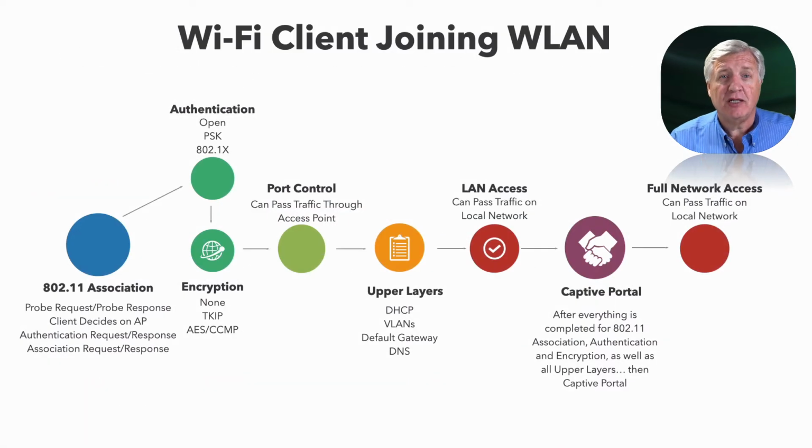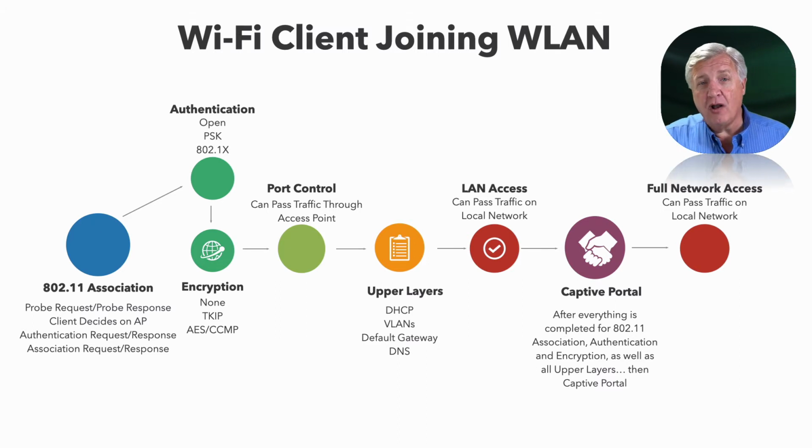Another thing that happens in your PHY is how does a client join? There's an entire process of how a client goes through association: probe request, probe response, authentication request, authentication response, association request, association response. And then the client can get on the network. And then at that point, there's either open, PSK, or .1x. That's the authentication portion. And then there's an encryption portion. And then we have port control. Then we hit the upper layers to get DHCP, DNS, VLANs, etc.